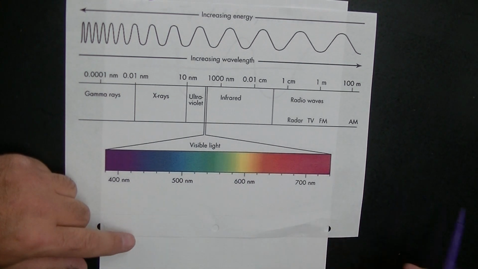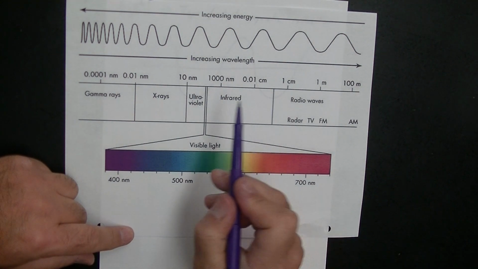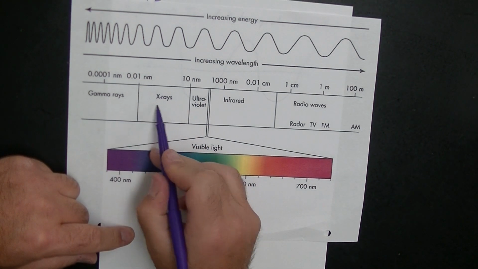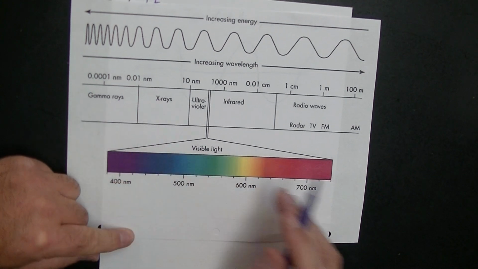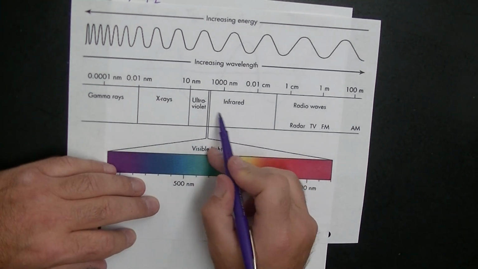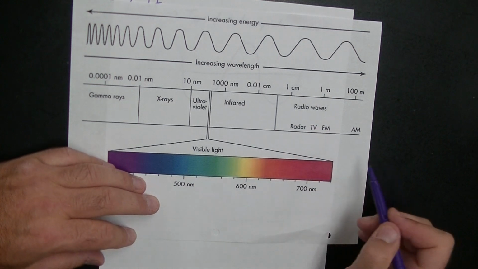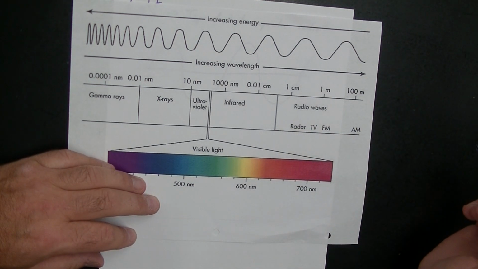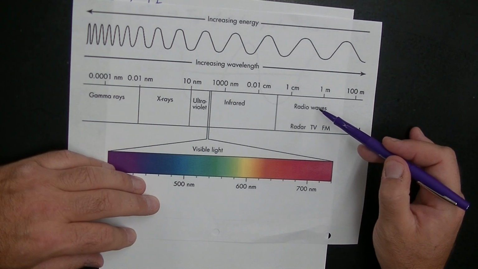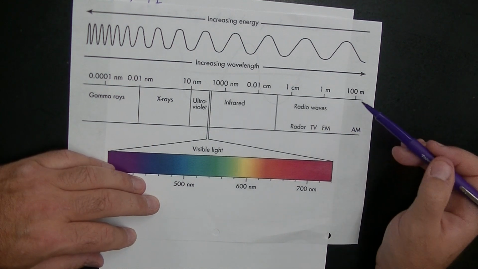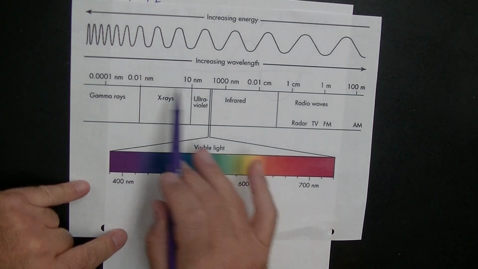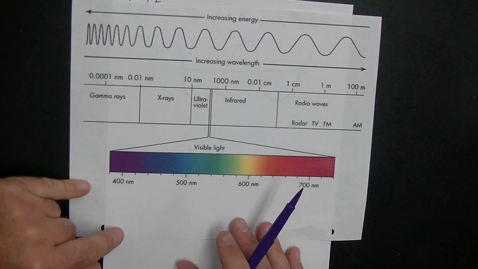There's other types of electromagnetic radiation. Ultraviolet light is electromagnetic radiation. X-rays, gamma rays, these are electromagnetic radiation. Infrared, radio waves. Now the radio waves we're talking about here are the waves that go from the station to the radio itself, not from the radio to your ears. Okay, so these are all different types of electromagnetic radiation.